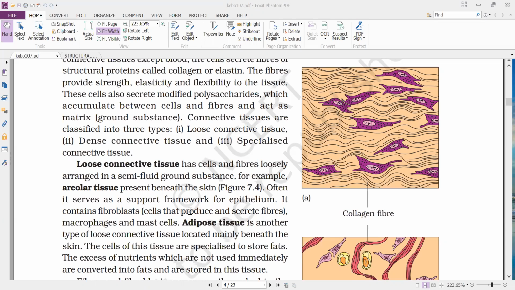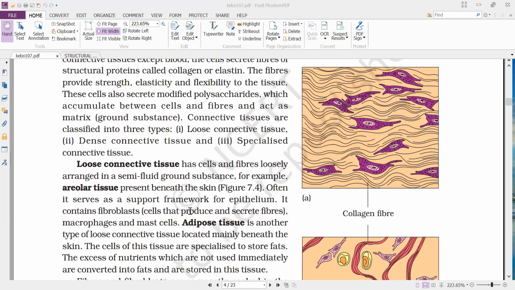So by fibroblast and fibrocyte: when the cells are actively synthesizing and secreting the fibers and matrix of the connective tissue, we call them fibroblasts. When they complete their function, they enter into an inactive state. That means they are metabolically active, but they do not secrete fibers or matrix. Such cells we call fibrocytes. That's what you have to remember.